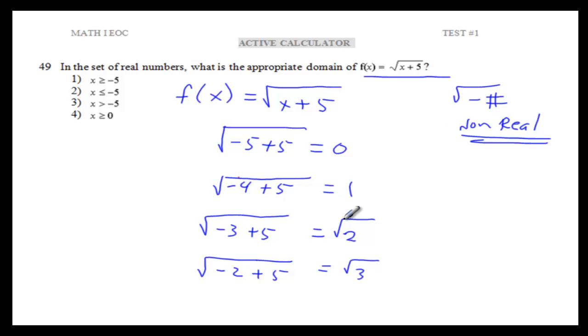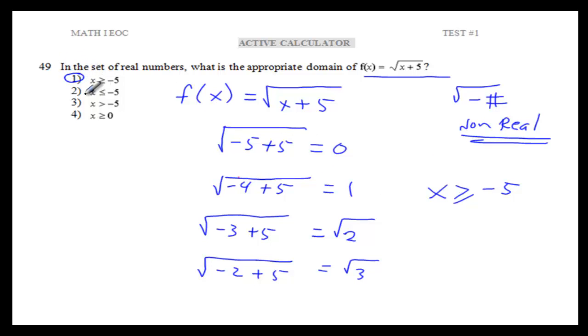Here you see the numbers are increasing. The next one is going to be square root of 4, then square root of 5, increasing. Which tells us that x is going to be negative 5 or more. The appropriate domain is x is greater than or equal to negative 5, because negative 5 works, and that is choice 1.